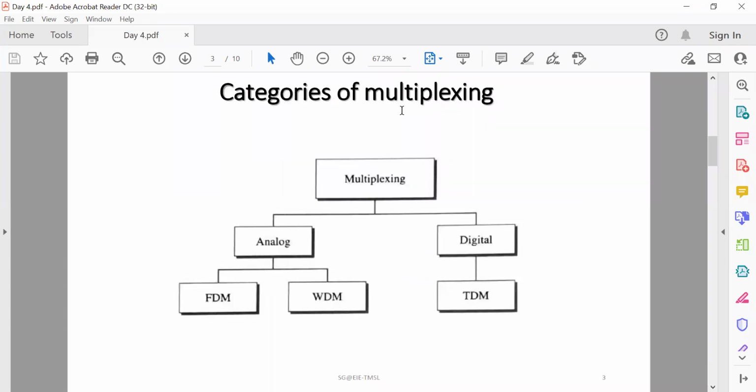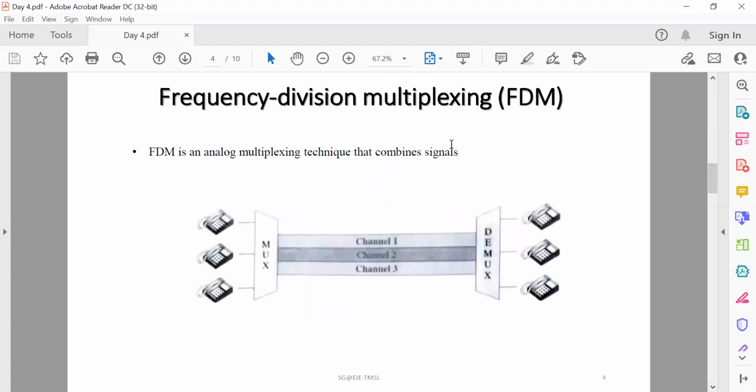Signals are multiplexed by one of three basic techniques: frequency division multiplexing, wave division multiplexing, and time division multiplexing. This is the classification of the multiplexing techniques, where FDM and WDM fall under the analog category, and TDM is the digital one. Let us move on to the next slide to explain each of them.